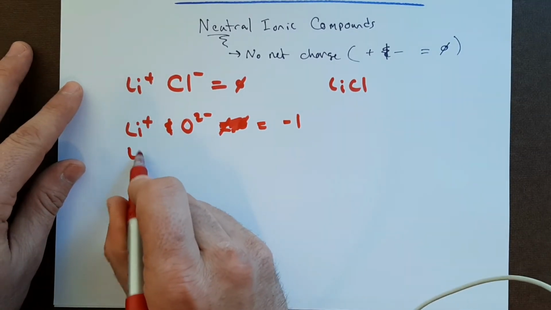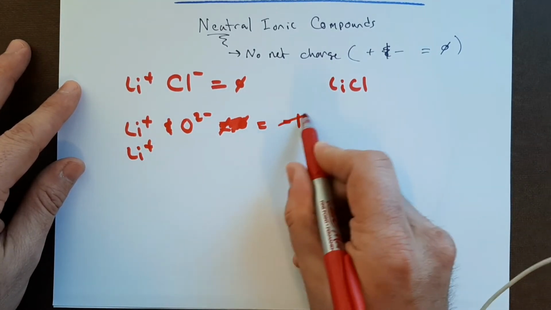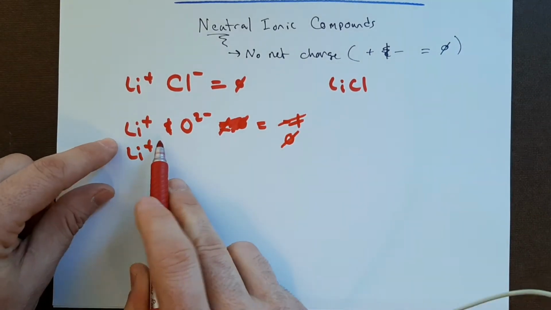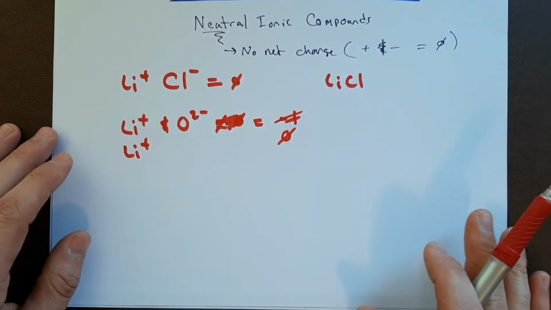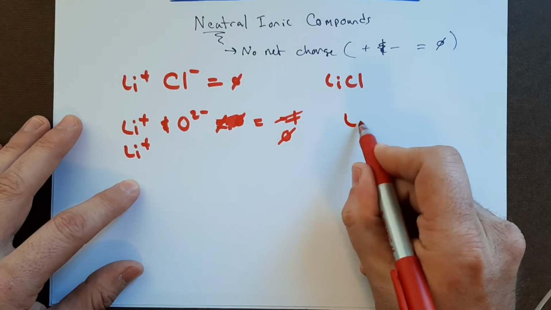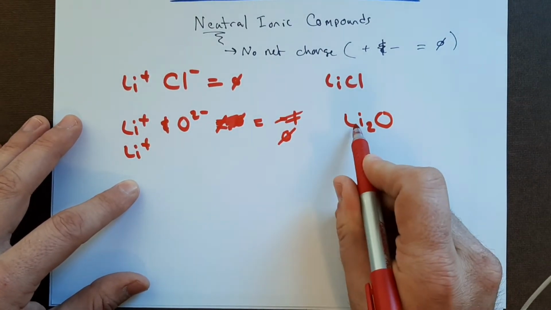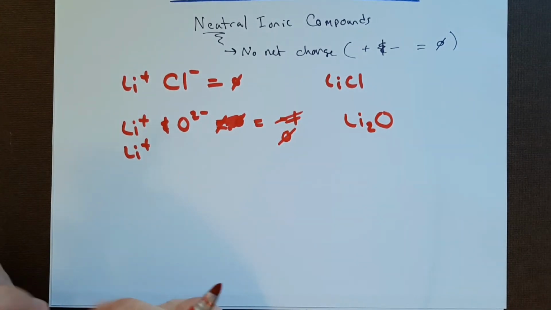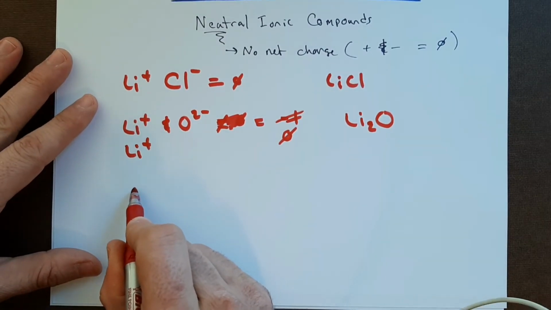But if we had 2 lithium atoms, that would be 2 positive charges to go with a 2 negative. That now equals 0. So that's what we're going to do. We're going to combine 2 lithiums with 1 oxygen to make a neutral compound. And the way we write that in a formula is Li with a subscript 2, O. 2 lithiums combined with 1 oxygen make a neutral compound. That can work a lot of different ways. Let's look at a complicated one.